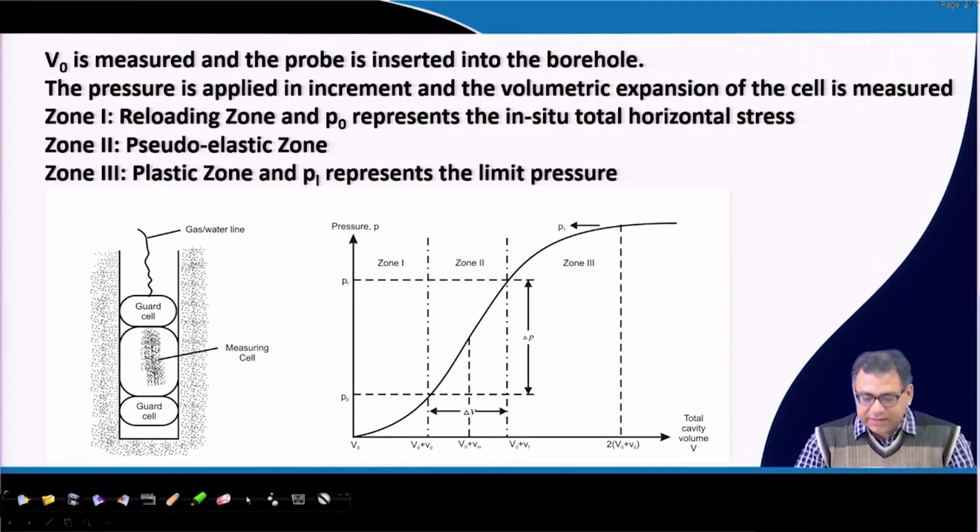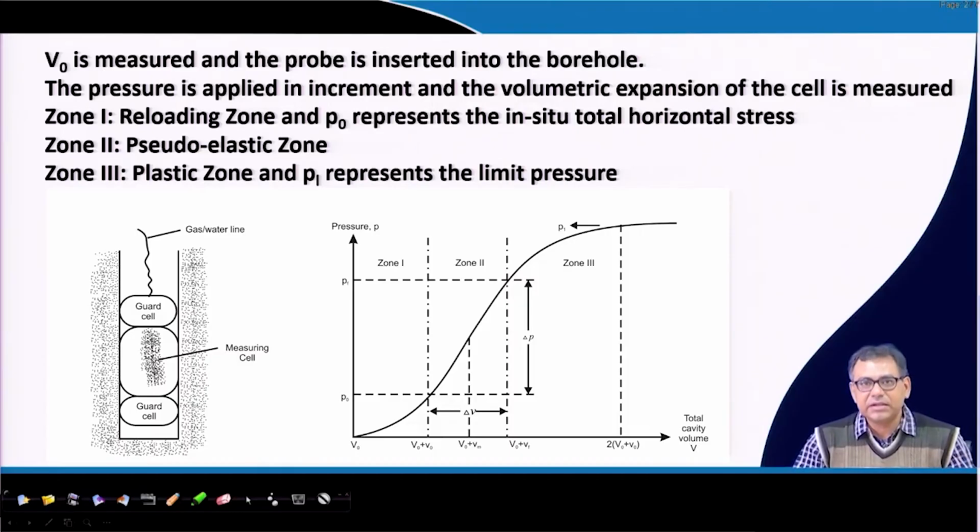Now, how will I get this PL? I will get it in two ways. During this test I will get this plot, and I will get this capital V0 plus small v0 value. Now, I have to continue the test up to 2 times capital V0 plus small v0, and there I will end the test. That corresponding pressure is the PL.